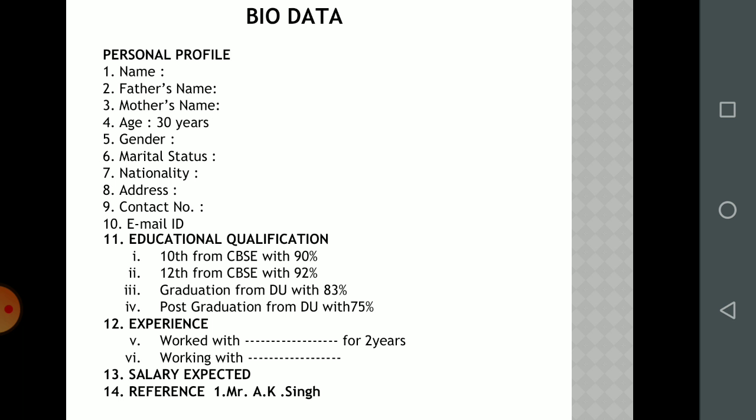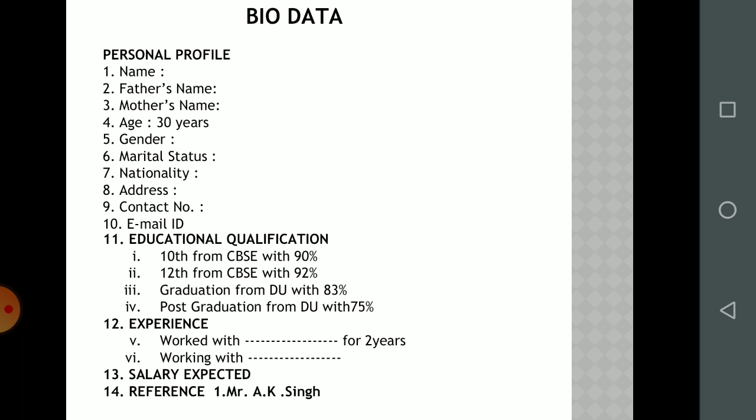Now next point is experience. If you have experience of only one institution, you can write just without putting 1 or 2 point. You can write worked with so and so institution, name of the institution should be there, and how many years or how much time, that should be specified. And if there are 2 institutions or 3 institutions where you have worked, you can put number 1, 2, 3 like that, and specify the year and the name of the institution.